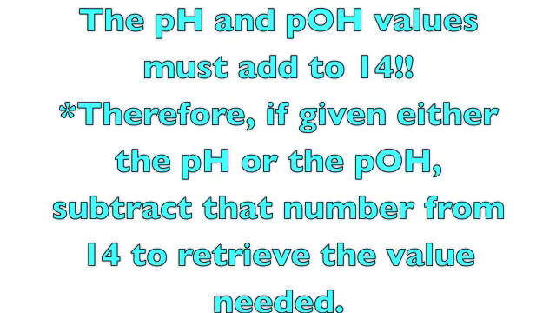Using the pH scale, we can find either the pH or the pOH. For example, if you have a pH of 6, you can find the pOH by subtracting 6 from 14 and get a pOH of 8.